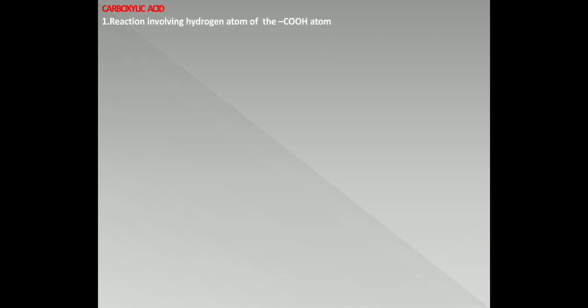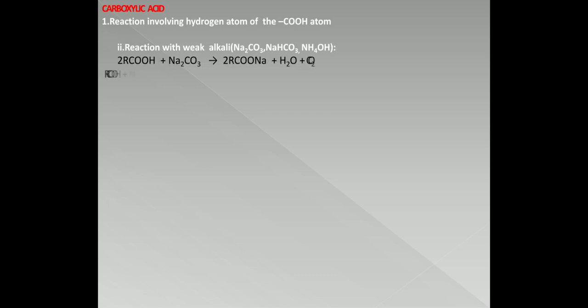Reaction involving the hydrogen atom of the COOH group with weak alkalis like sodium carbonate, sodium bicarbonate, ammonium hydroxide. Carboxylic acid is a weak acid. When it reacts with a weak base, it forms the corresponding salt, water and carbon dioxide. You can observe these reactions.